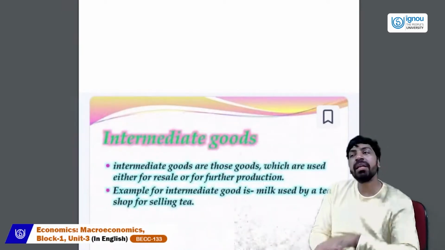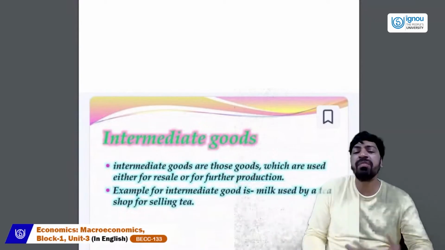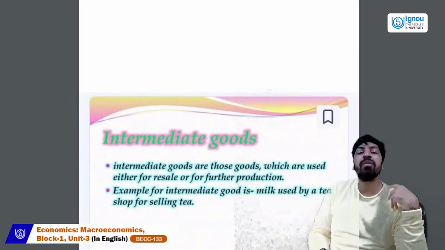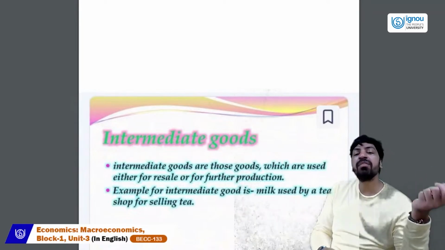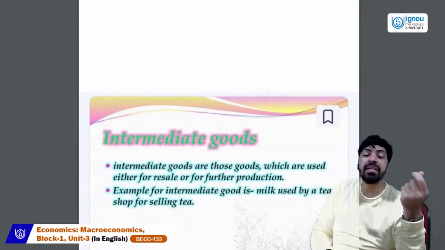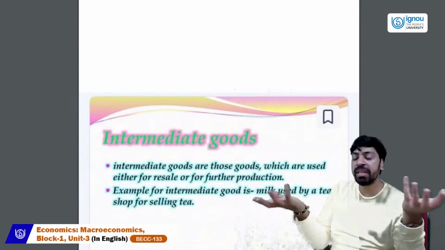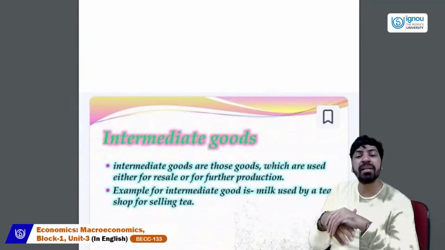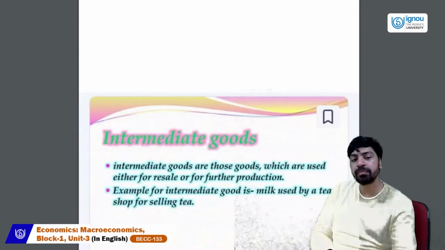Intermediate goods. Intermediate goods are those goods which are used for resale or for further production. For example, milk. Milk is used for tea, for coffee, and ultimately for a tea shop for selling tea. If you see the small stalls, if you want a tea, there is always milk used by the tea shop for selling the tea. If you need a tea, you go to the stall and buy a tea. Such particular goods are called intermediate goods.